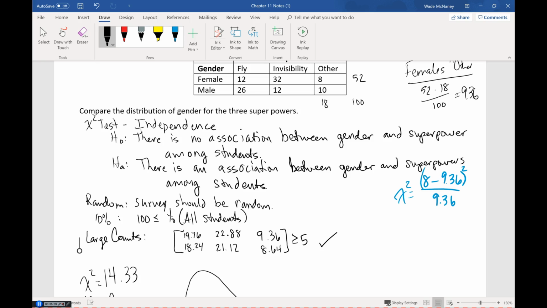Why do we say females were overrepresented versus males? You could say either way. It doesn't matter on that. Yep, that's a good question.